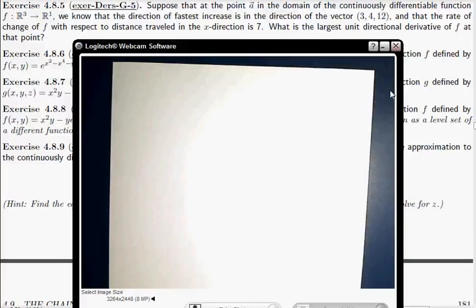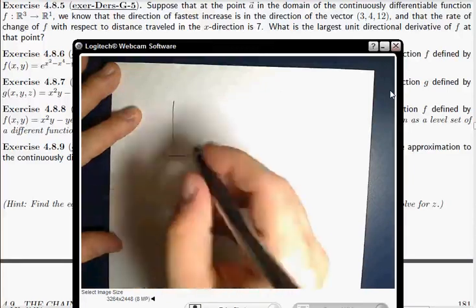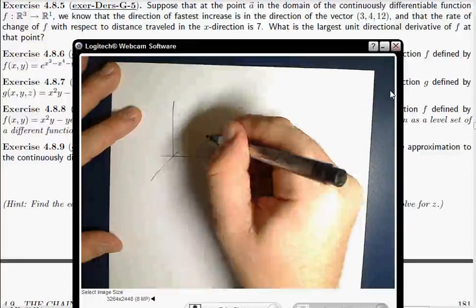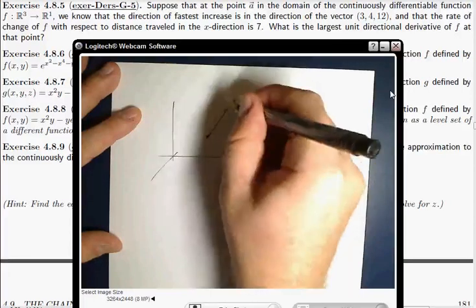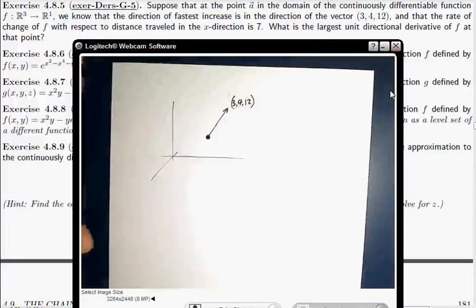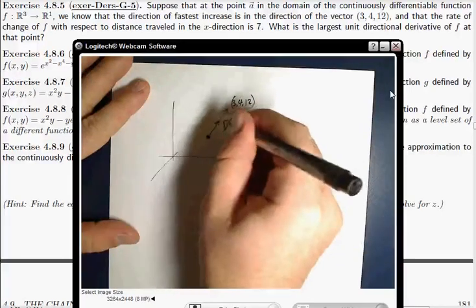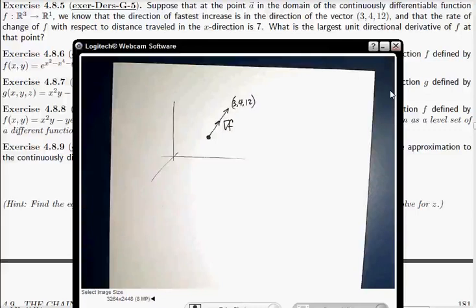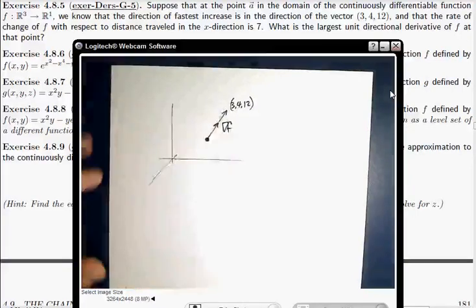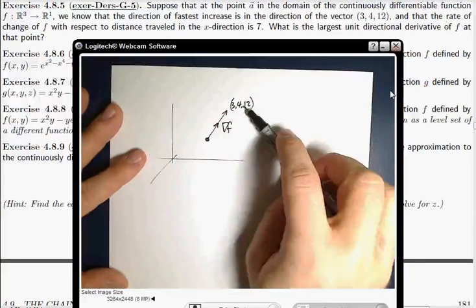We're told the direction of fastest increase is in the direction of some little vector, 3, 4, 12. All right, so let's draw a little picture. Got some point there. And 3, 4, 12, let's say, goes about like that. And I know the direction of fastest increase is in that direction. And right off the bat, I know that the gradient is going to be some vector in the same direction, because the gradient always points in the direction of fastest increase. Now, the problem didn't say that this is the gradient vector. It's just that this is in the direction of fastest increase.